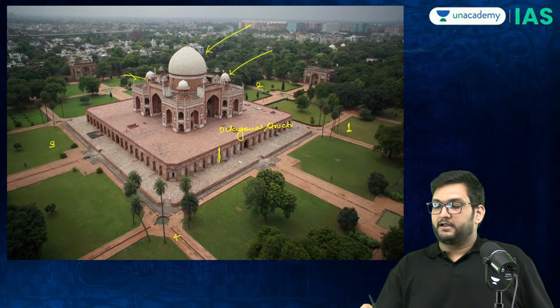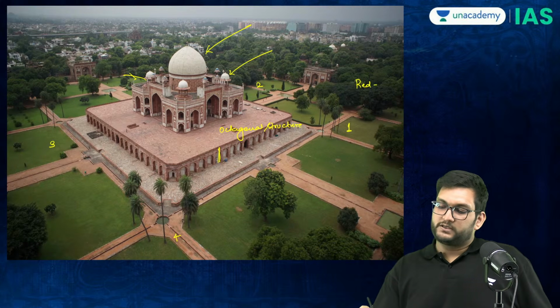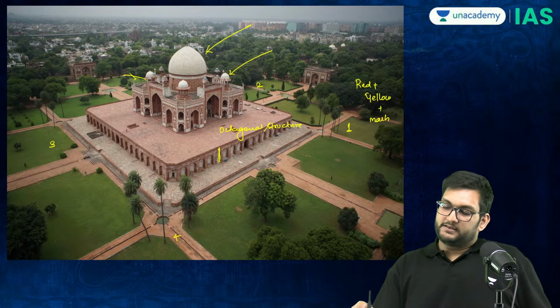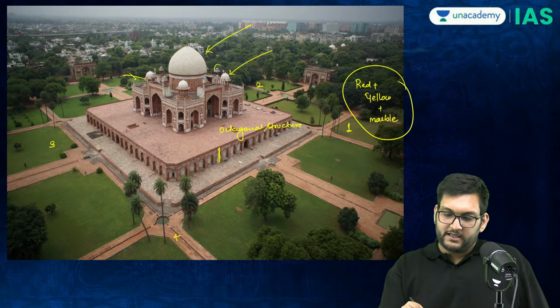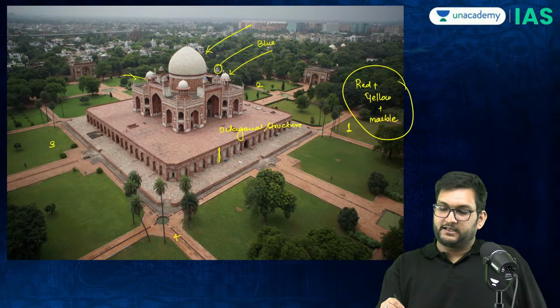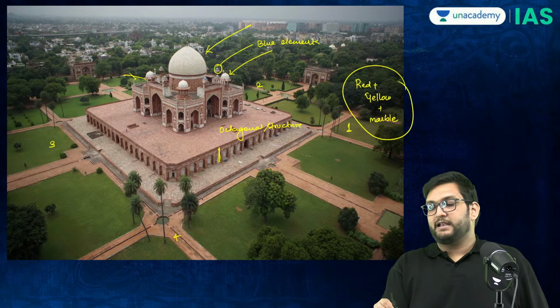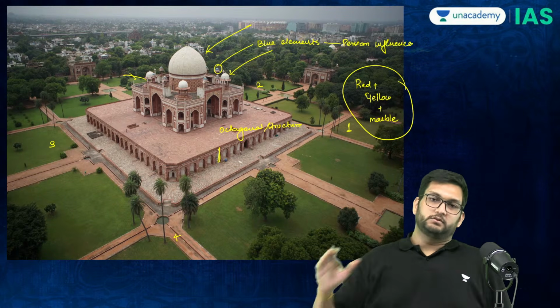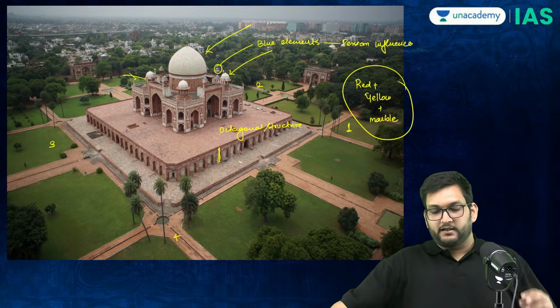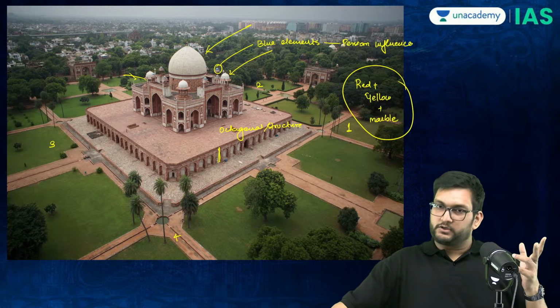And the way red sandstone is used with yellow sandstone is used with marble. This is again a very interesting feature. And you can see the blue elements which are there. This is again Persian influence, the using of blue. This is where Humayun's tomb is not talked about enough.